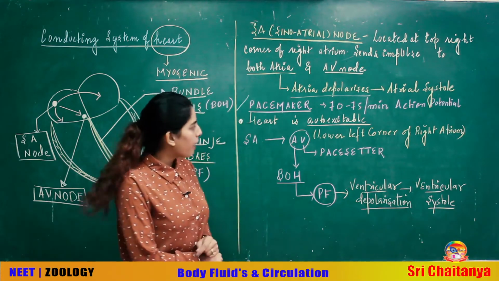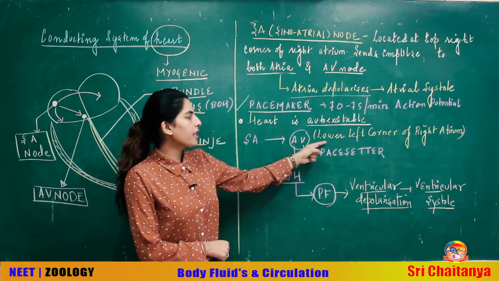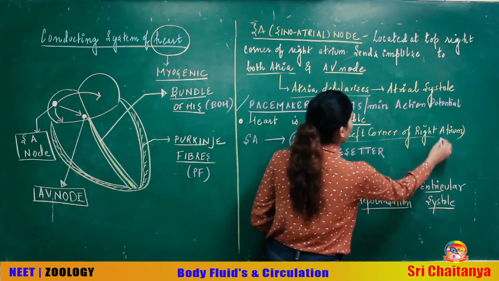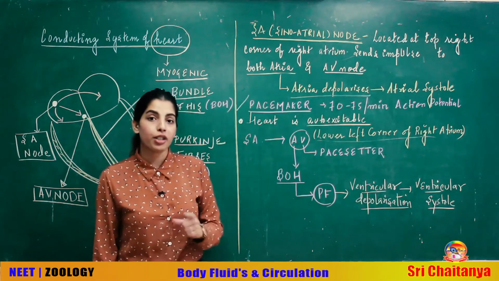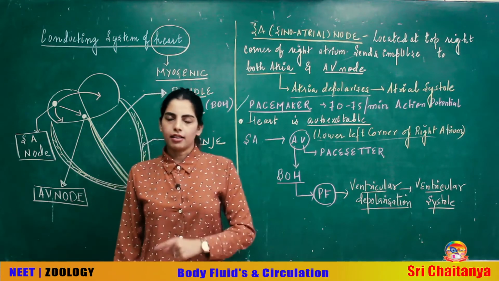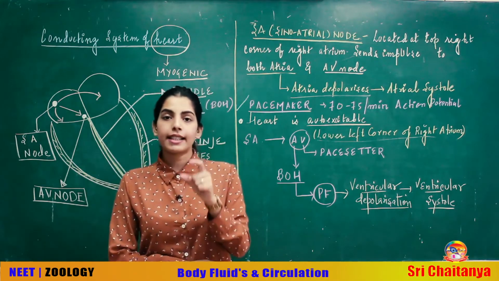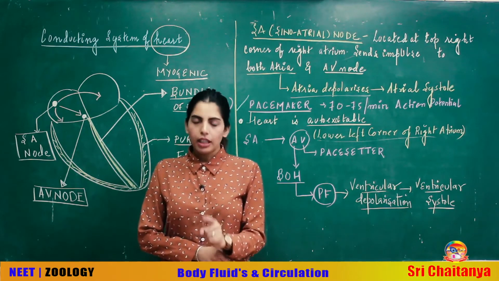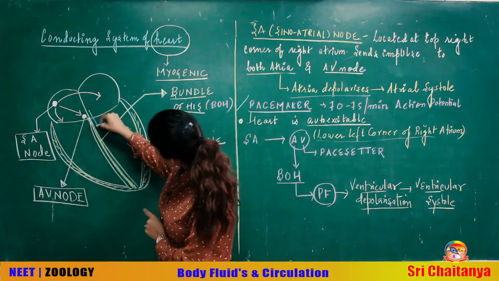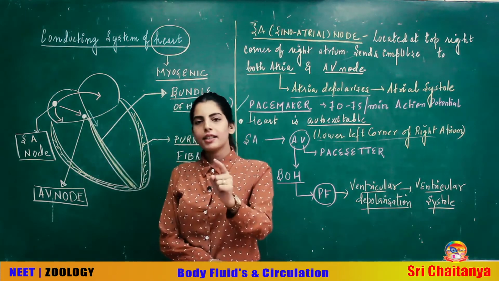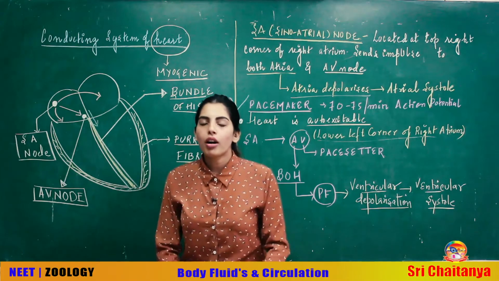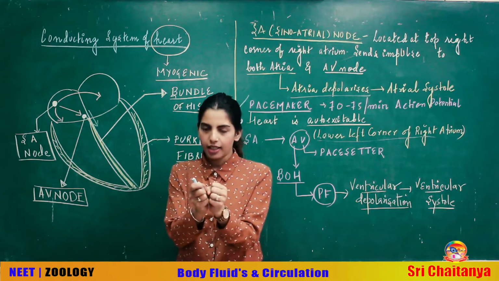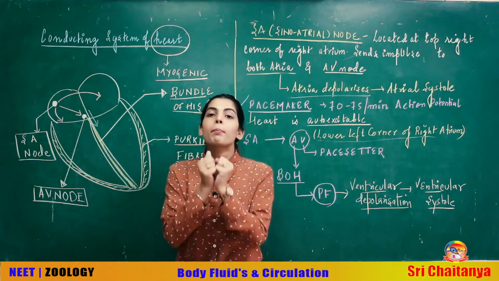Now, the AV node is located at the lower left corner of the right atrium. It is called the pace setter. Now why is it called the pace setter, students? Because the impulse transmission across the AV node will be slower. There is a reason: as soon as your SA node has generated the impulse, your atria are contracting, right? So we want this contraction to be complete.